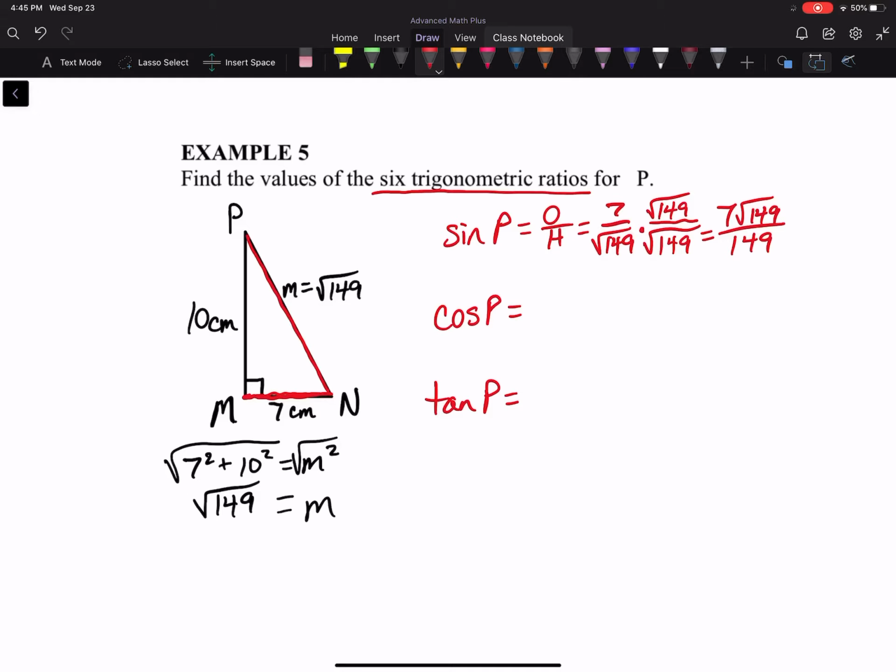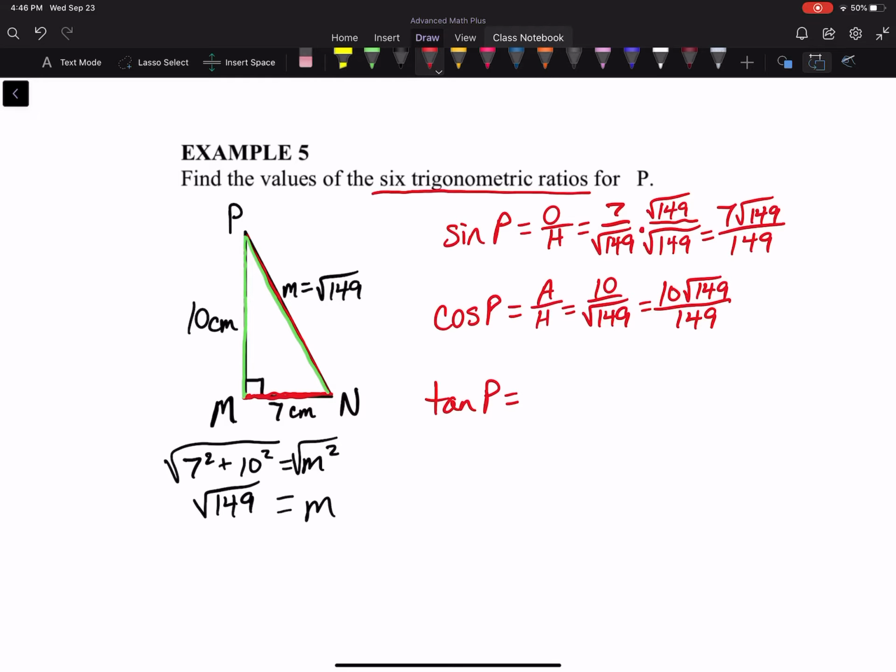If you notice, really all you're doing is bringing the square root to the top and taking the square root off of the bottom, if you want to make a little shortcut. Cosine of p is adjacent over hypotenuse. The adjacent side, I'll use a different color here, is 10. And the hypotenuse is still square root of 149. So 10 over the square root of 149. And like I said, if you want to do the shortcut, just move the square root of 149 to the top with the 10 and then write it over 149. And always reduce if you can, but we can't here.